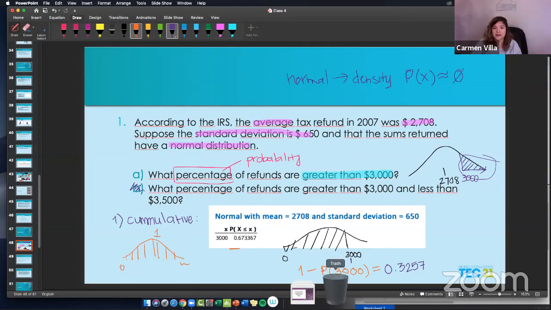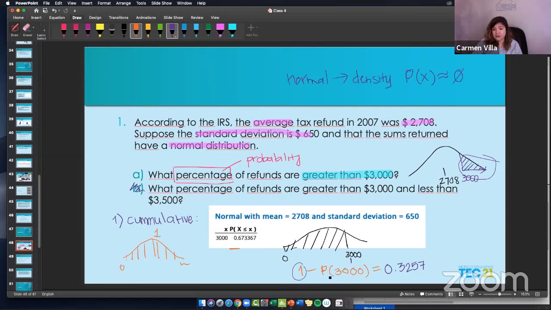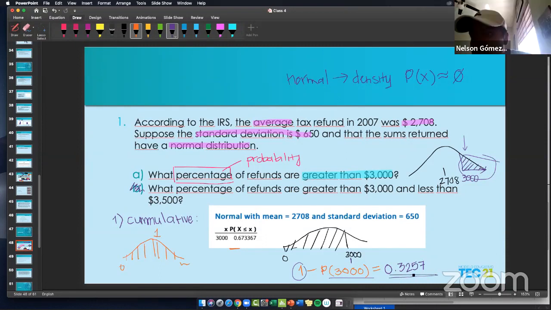And that's the same answer that I was asking, that we're not subtracting the number. And why are we using 1 minus the 3,000? Because remember that this accumulation goes from 0 to 3,000. It's the left side, exactly. And you want the right side. So when you want the right side, the answer is 32.57. Yes, here it is. Okay. Perfect. Questions?